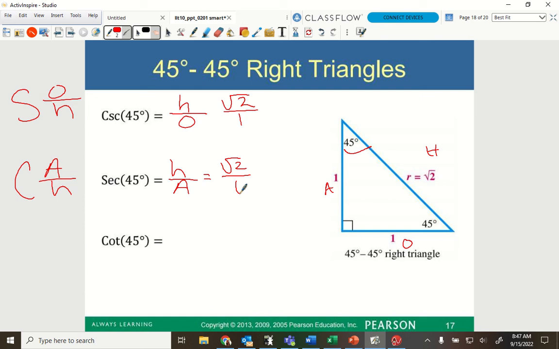Cotangent, this one's going to get crazy here. It's the reciprocal of tangent. So what's the reciprocal of that? Adjacent over opposite. So the adjacent is, and opposite is, so my answer is? Big brain right there.